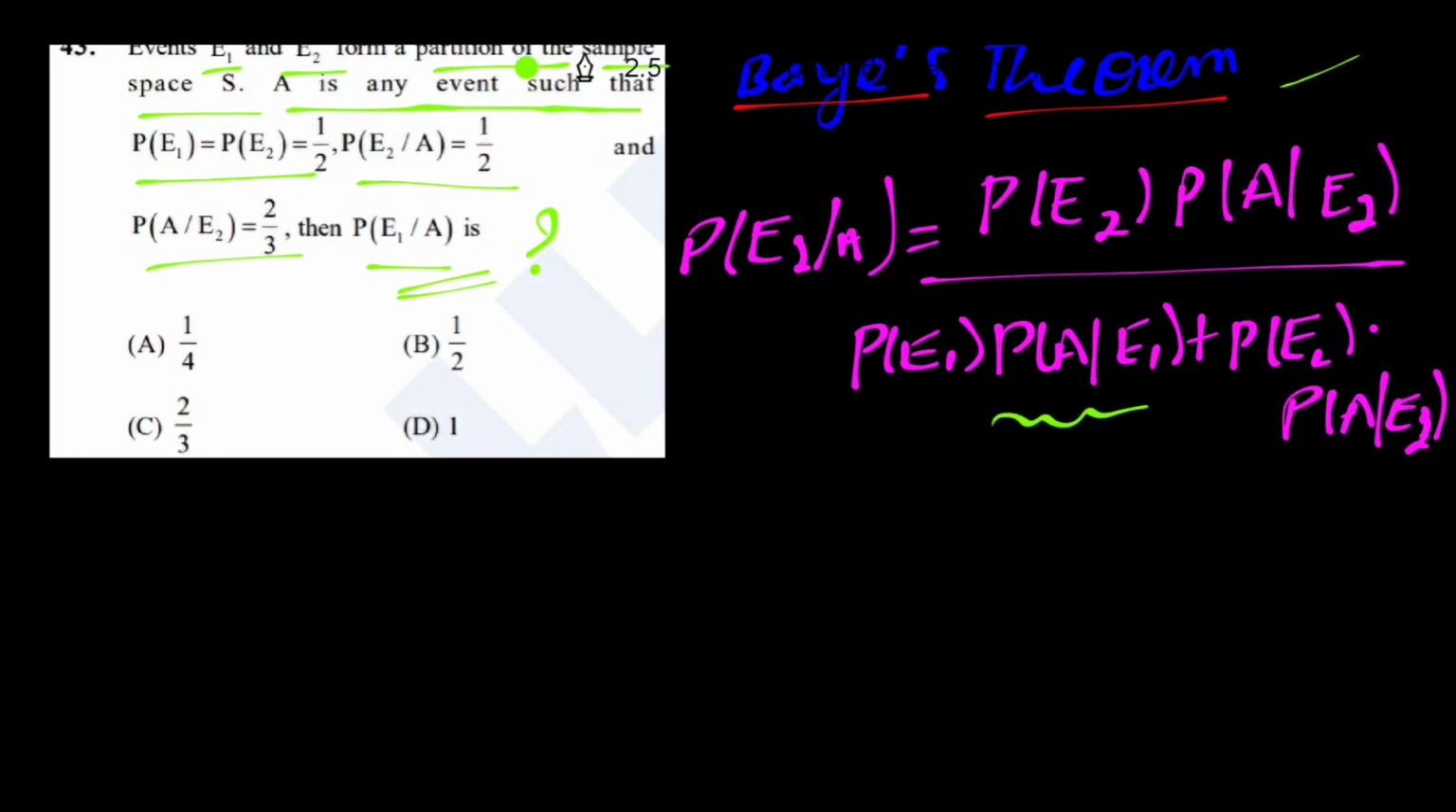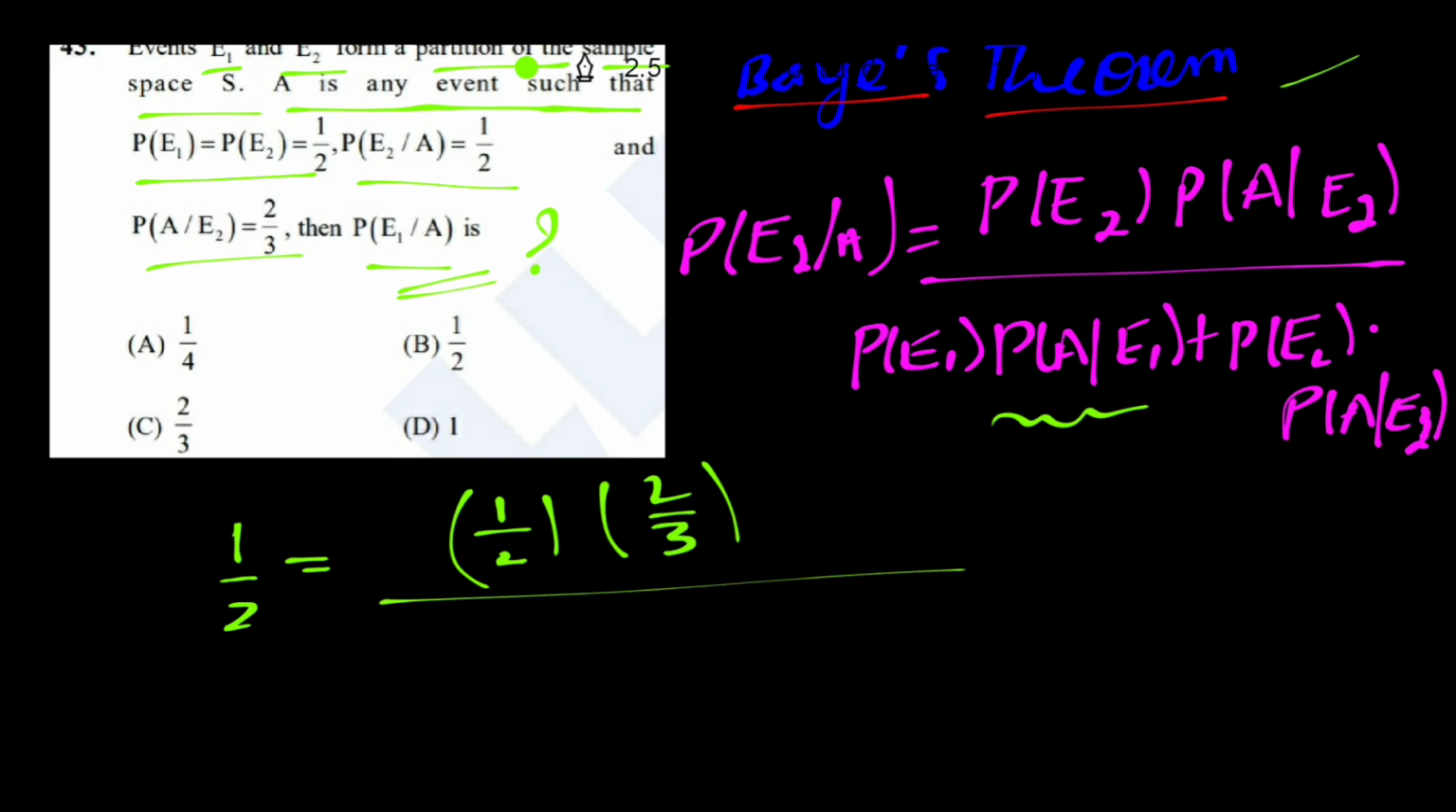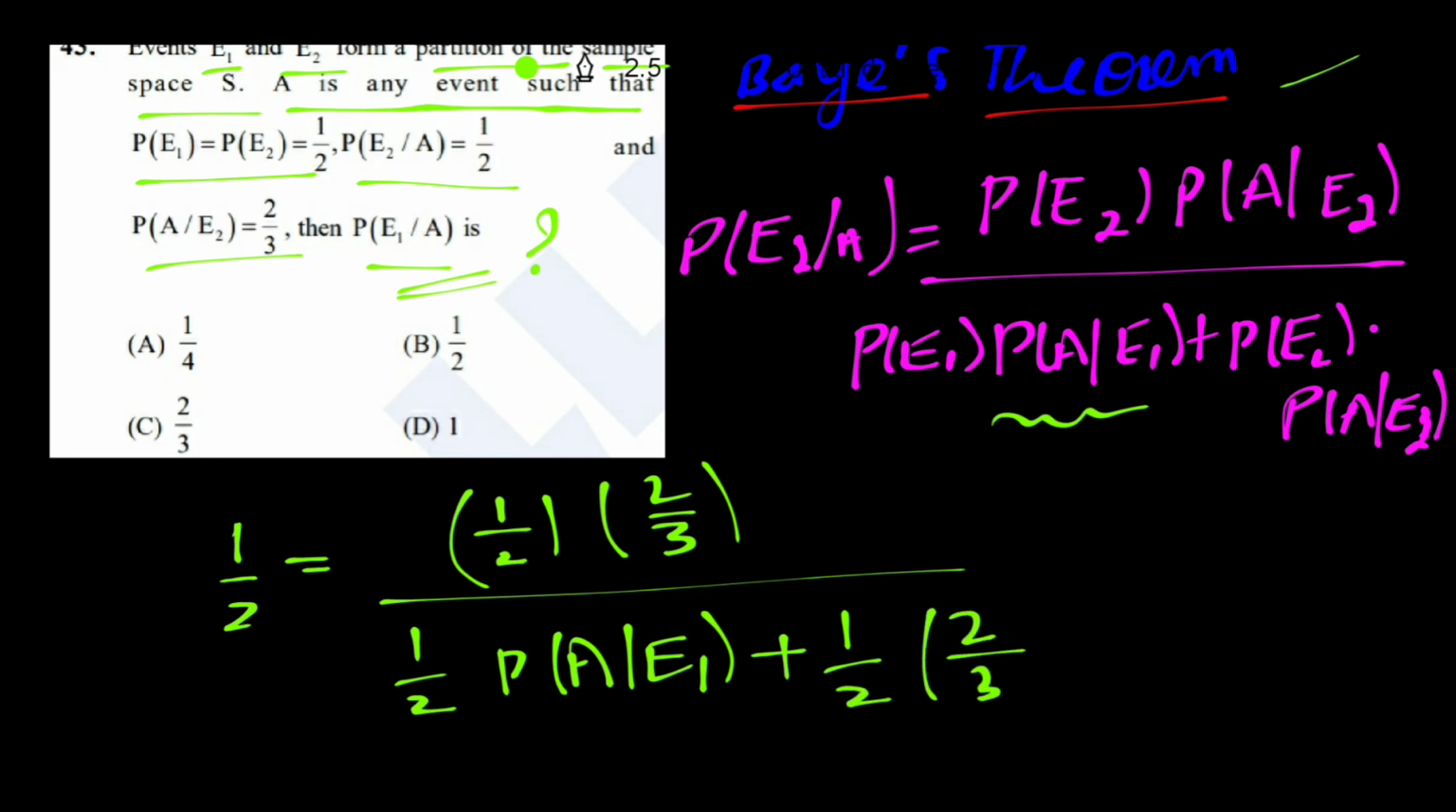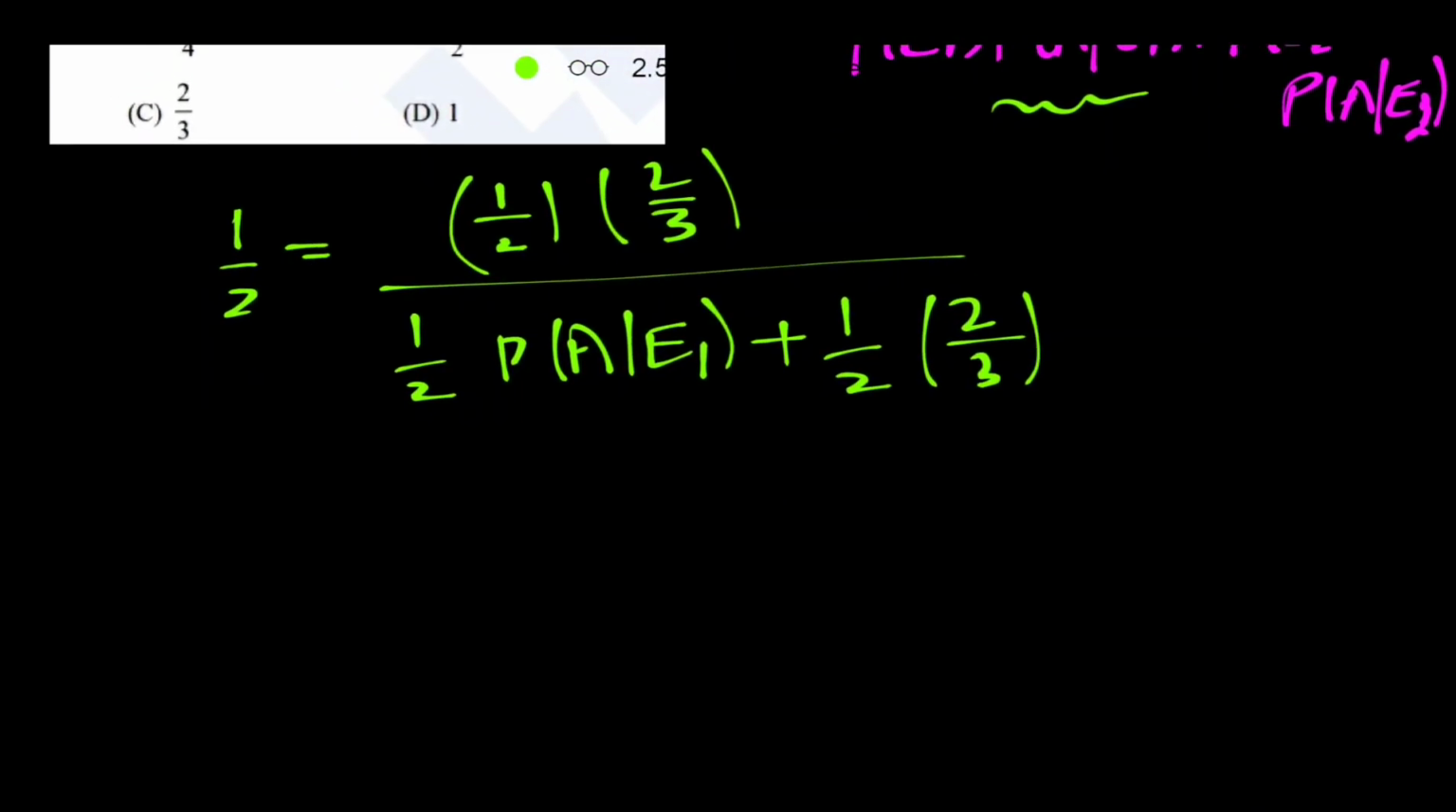P of E2 is 1 by 2. P of A given E2 is 2 by 3. P of A given E1 we don't know yet, so we write 1 by 2 into P of A by E1 plus 1 by 2 into 2 by 3. So now let's simplify this one.